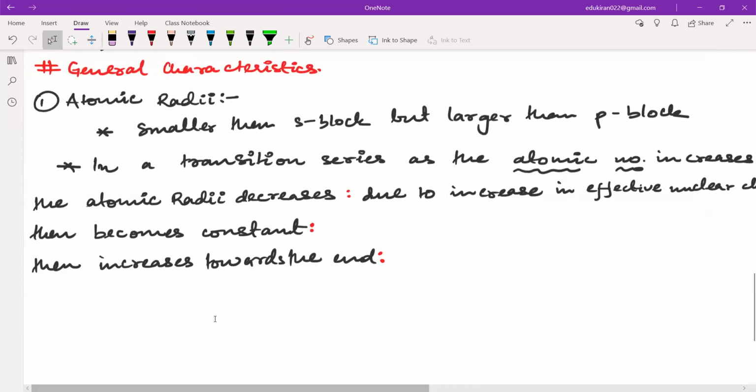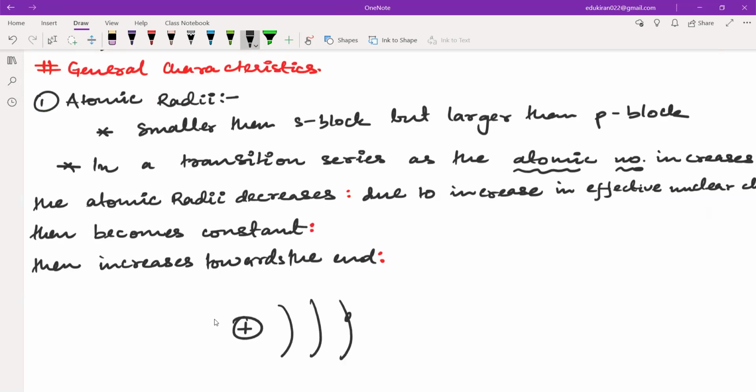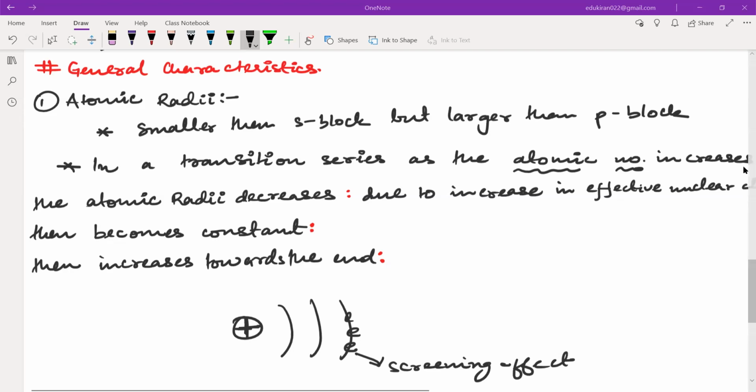Next, why does it become constant? Now, when I'm increasing the number of protons, the number of electrons are also increasing, let us say in the 3D subshell. When the electrons are increasing, they are also increasing the screening effect. So two things are happening here. I'm increasing the number of protons. If the atomic number increases, then tell me, will attraction increase or decrease?